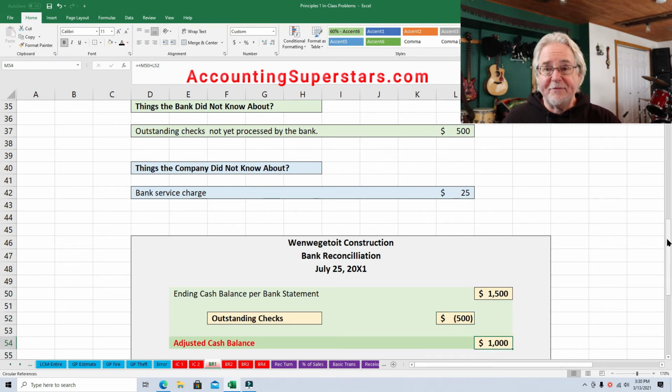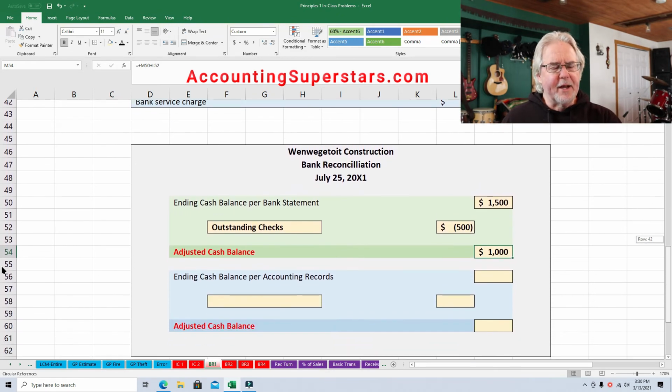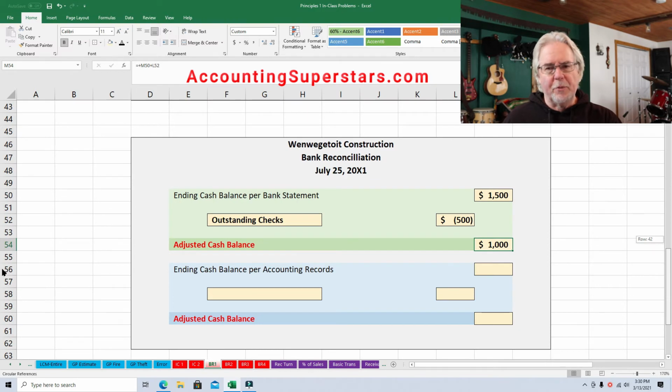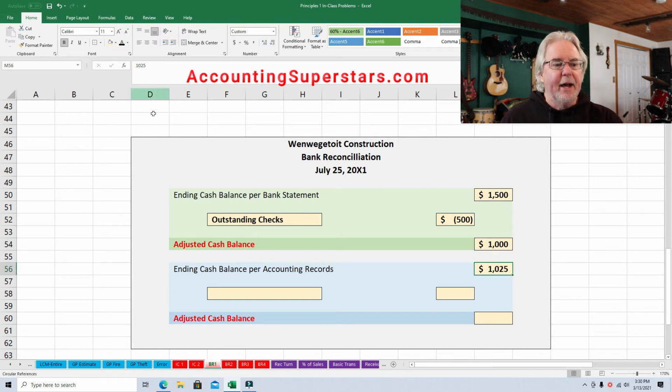So we've got half of this bank reconciliation complete. Not a lot going on in this bank reconciliation. What we'll do is we'll do more complicated ones later. Okay, ending cash balance per accounting records. So according to the accounting records, there's $1,025.